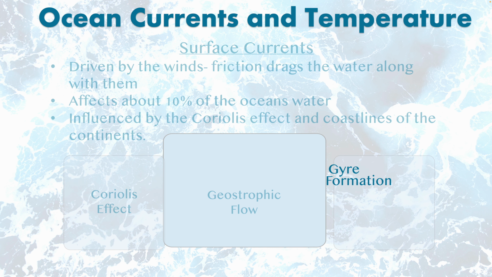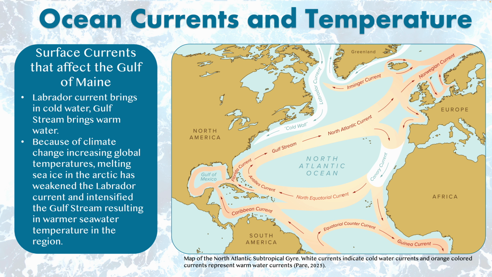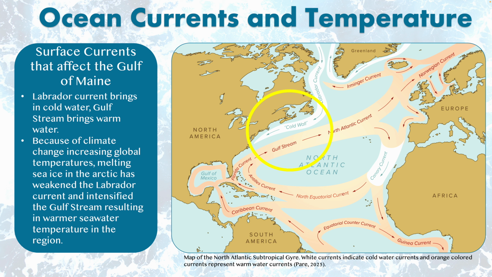Now we can take a look at the North Atlantic subtropical gyre. We can see that the Gulf of Maine is influenced by the Gulf Stream, which is the warm water western boundary current, as well as the cold water Labrador current that enters the North Atlantic from the Arctic. As climate change melts the sea ice in the Arctic, the Labrador current is weakened, and the Gulf Stream becomes intensified. A simplified way to think of this would be like a faucet on a sink.